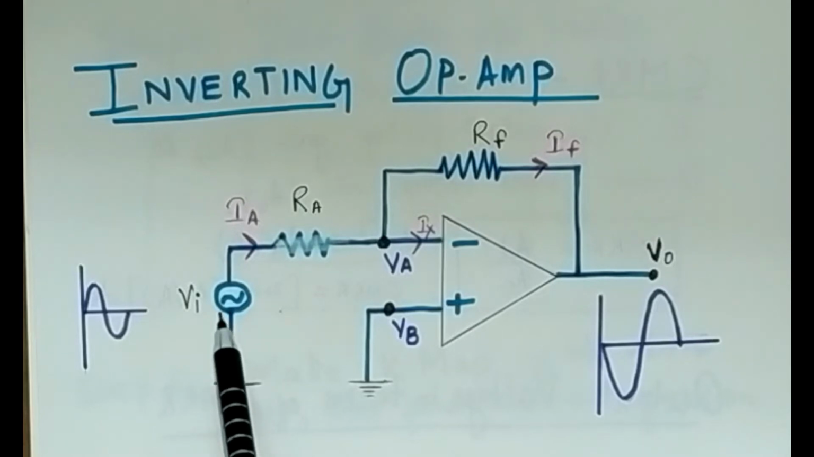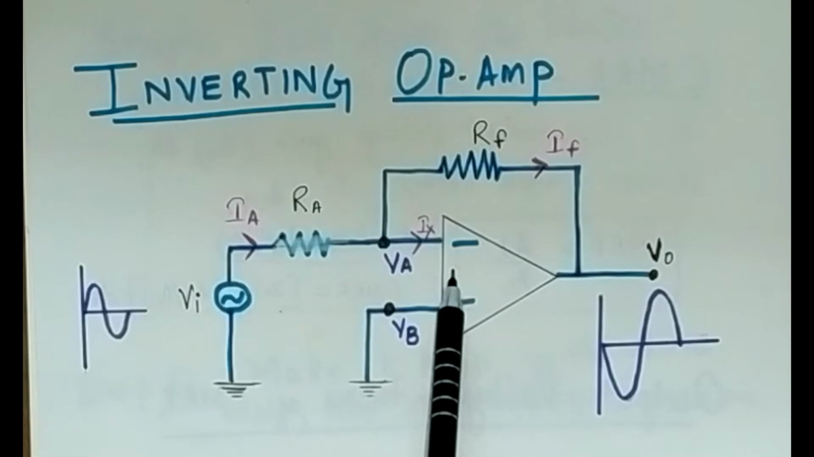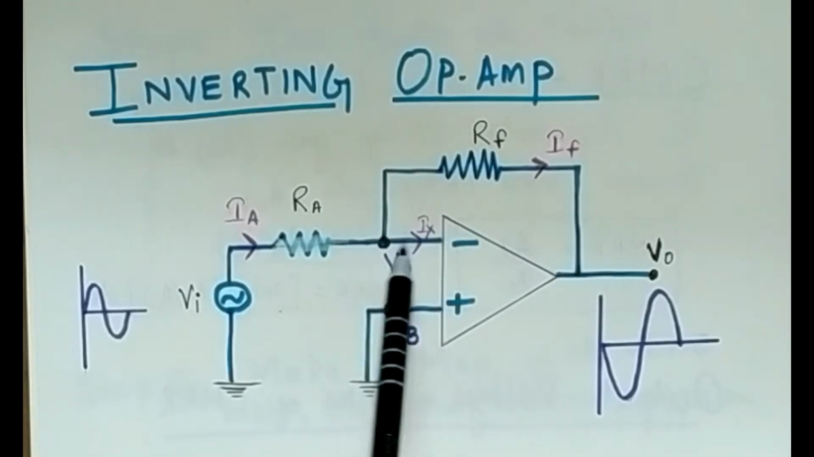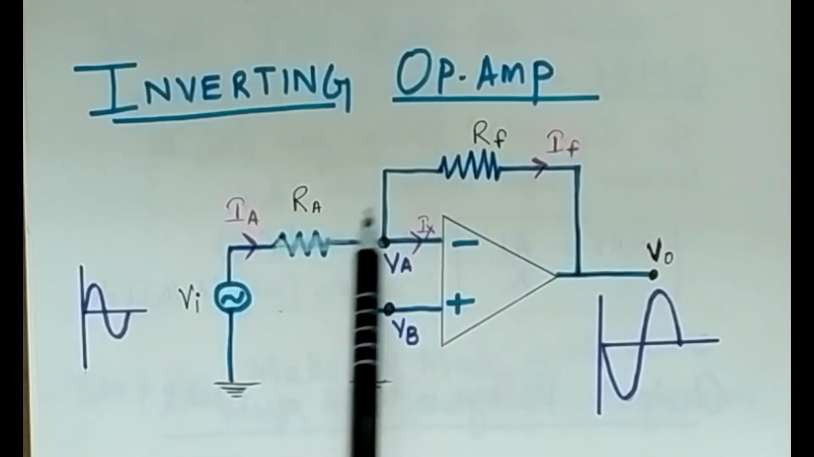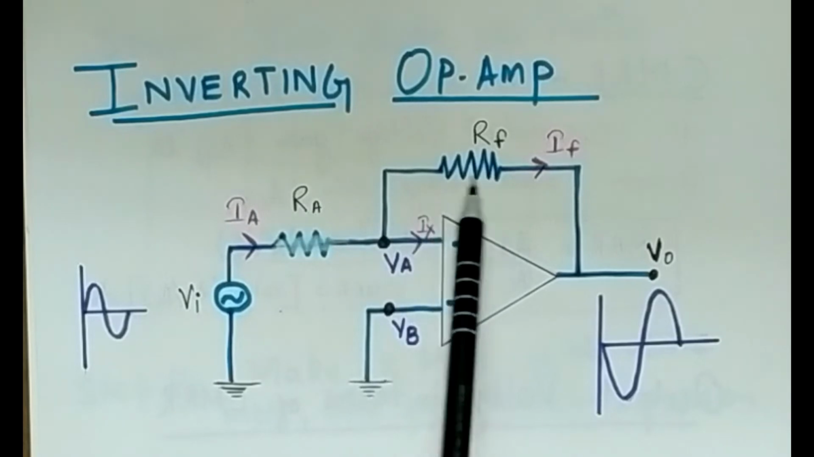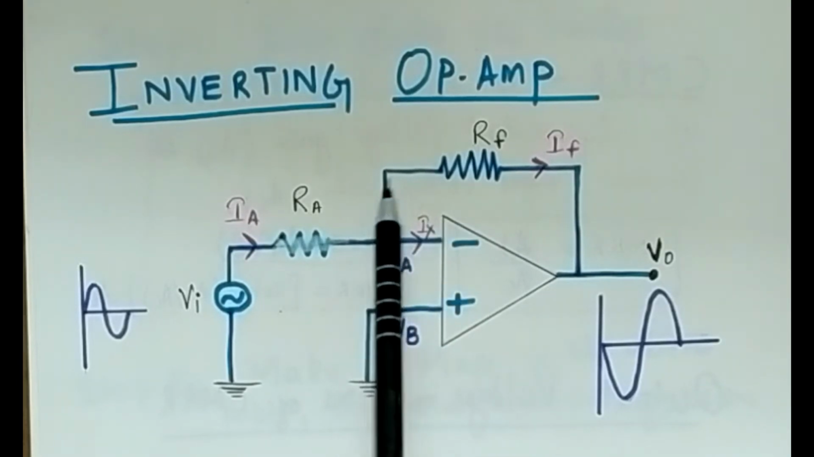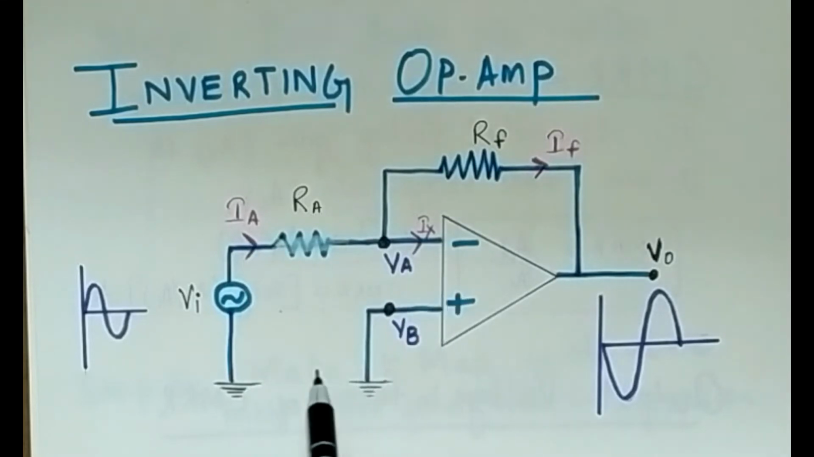So now let us see the parameters which you can see in the diagram. This is a feedback loop which is going to the inverting terminal. This is the input voltage Vi. We have two resistances, Ra and Rf. Ra is the input resistance, Rf is the feedback resistance. Now this is the node from where the feedback loop is dividing. Now let us see the derivation of the inverting OPAMP in more detail.